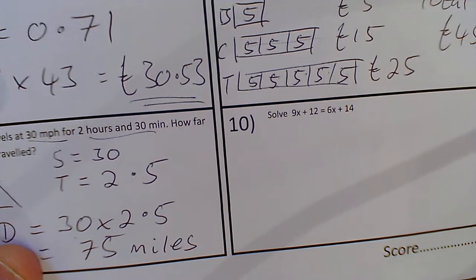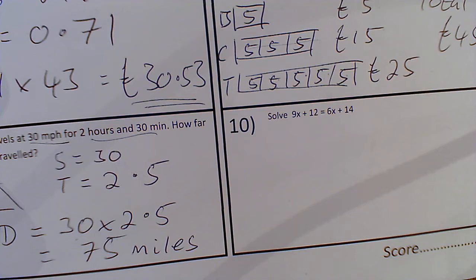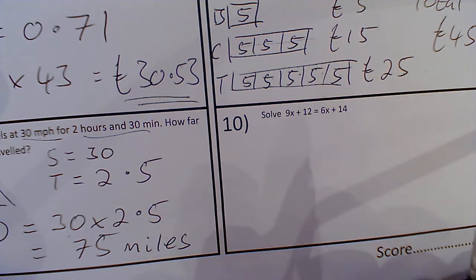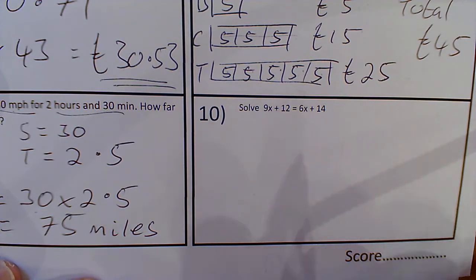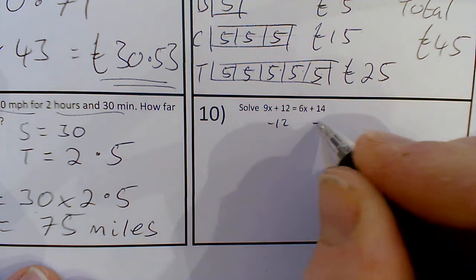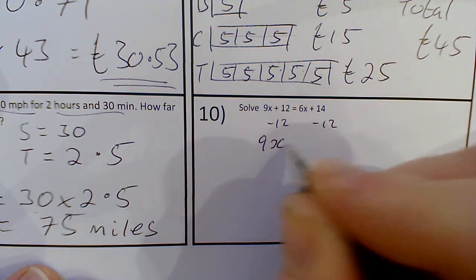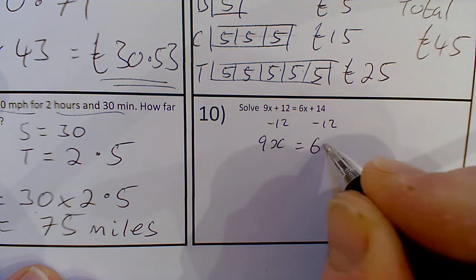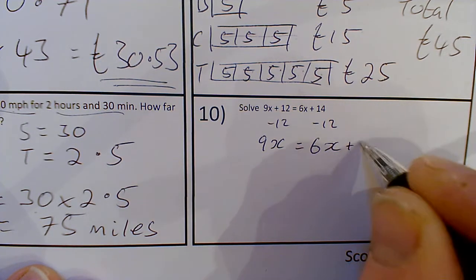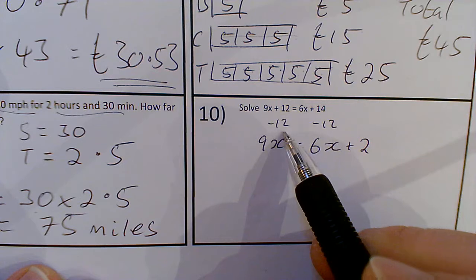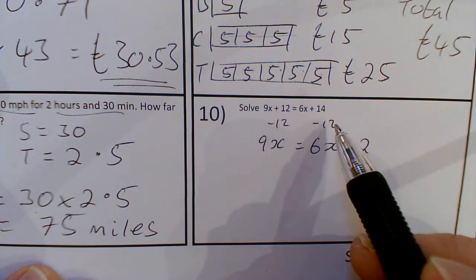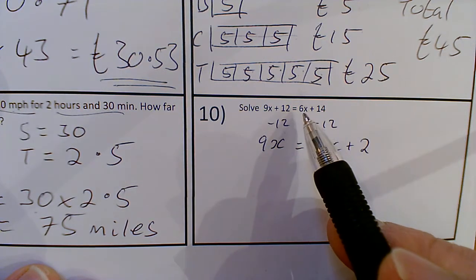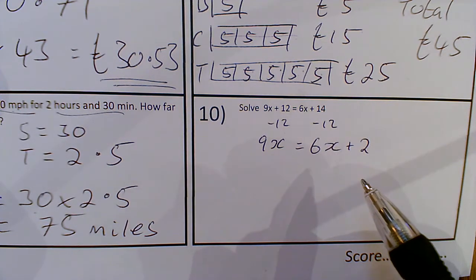Finally, solve 9x plus 12 equals 6x plus 14. Okay then. I'm going to start by subtracting 12 from both sides. And I'll get 9x equals 6x plus 2. And that's because 12 take away 12 is nothing, but it doesn't affect the 9x because it's not 12x. 14 take away 12 is 2, but it doesn't affect the 6x because it's not x.